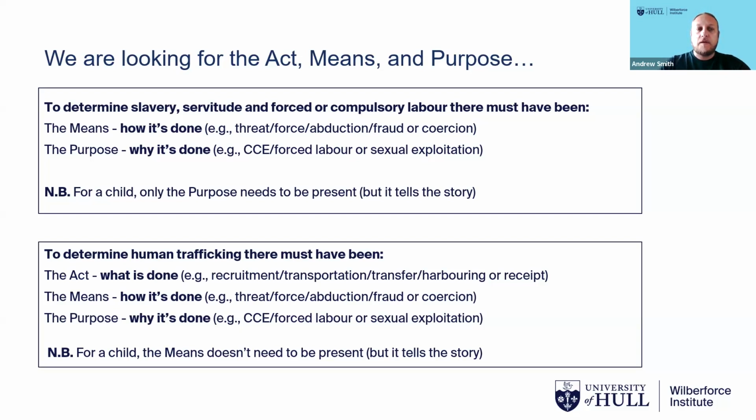Now, interestingly, for children, only the purpose needs to be present. Anyone under the age of 18 cannot give informed consent. So for us to make a determination of exploitation, of slavery, servitude, forced or compulsory labour, we're just concerned with the fact that it has happened, that some kind of exploitation has occurred.